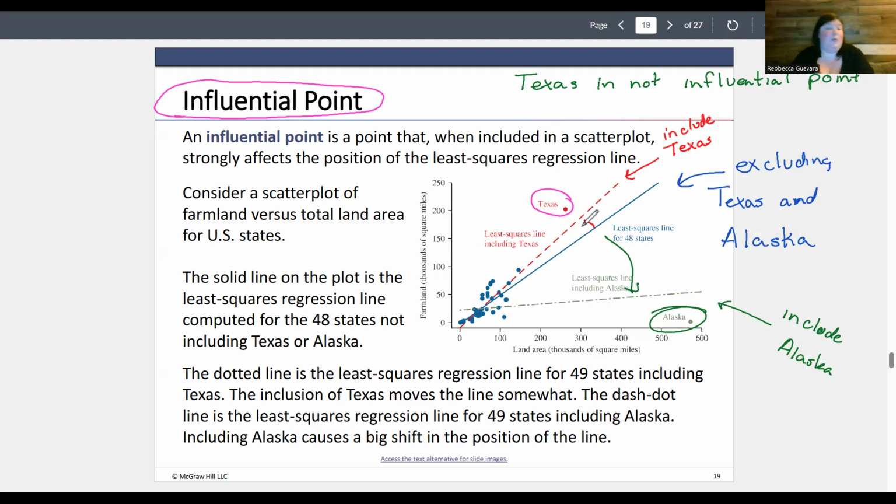But with Alaska, we saw when we took out Alaska, everything moved significantly. So Texas is not an influential point because Texas's inclusion or removal has little effect on the regression line.